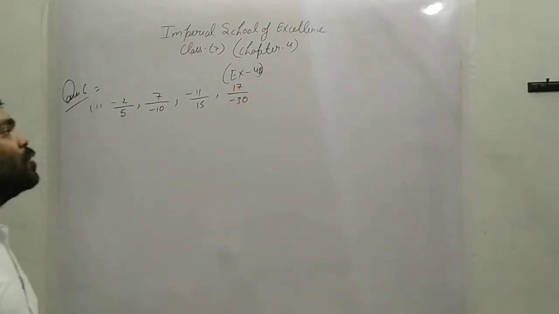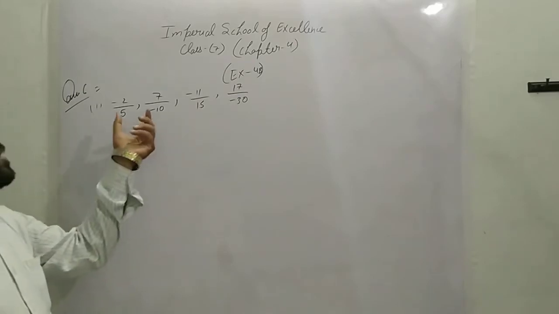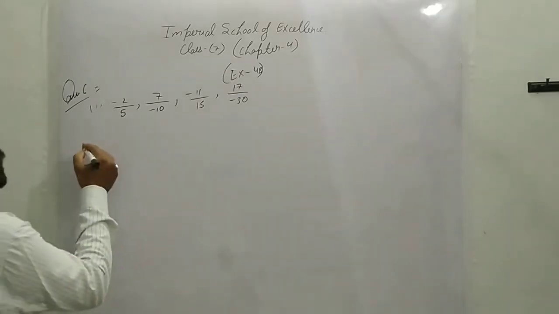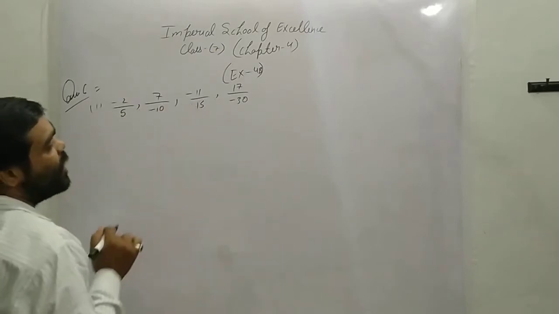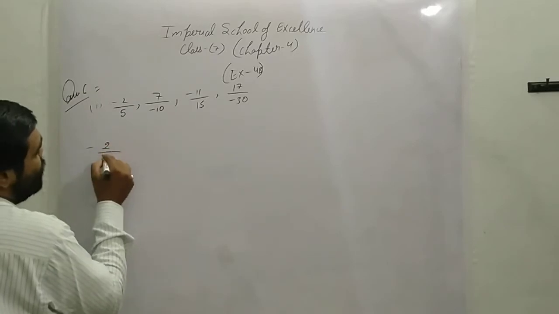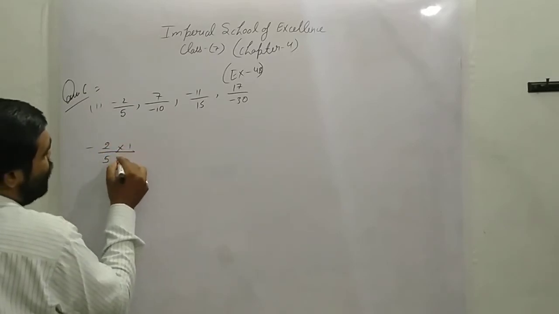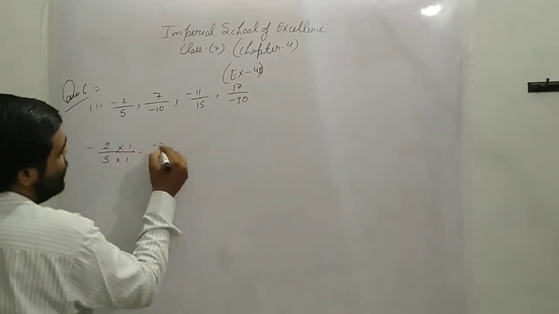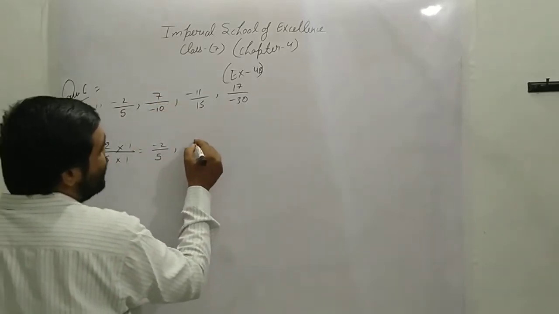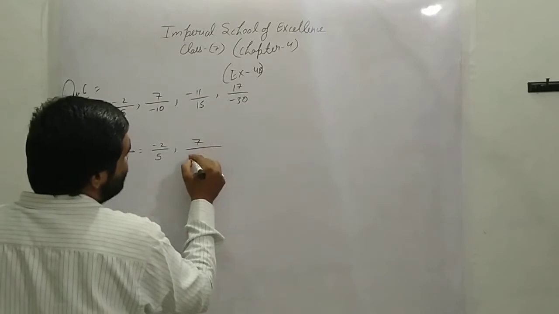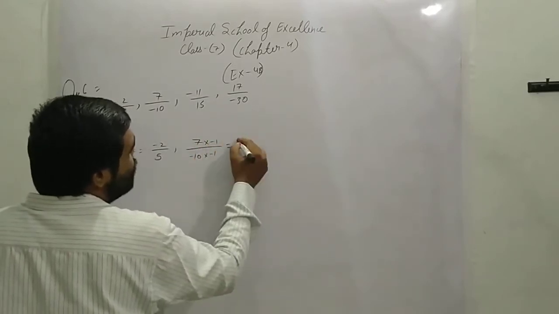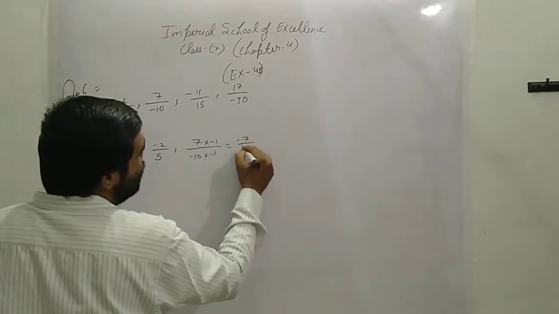First of all, in this question, the numerators that are given in negative, you have to change them into positive. It is minus 2 upon 5 multiplied by 1. After that 7 upon minus 10 is given here. 7 upon minus 10 multiplied by minus 1 upon minus 1, so it is minus 7 upon 10 only.